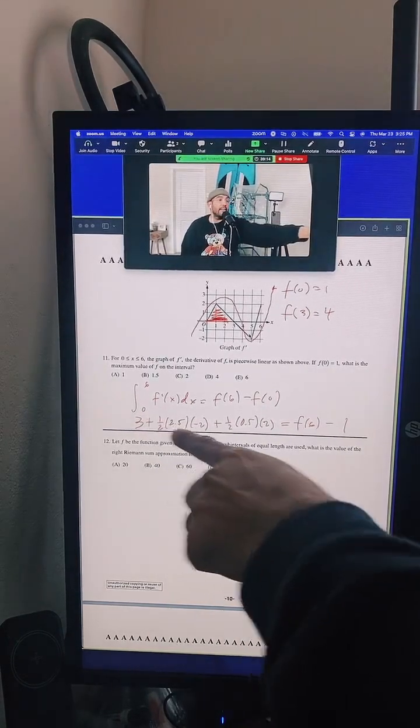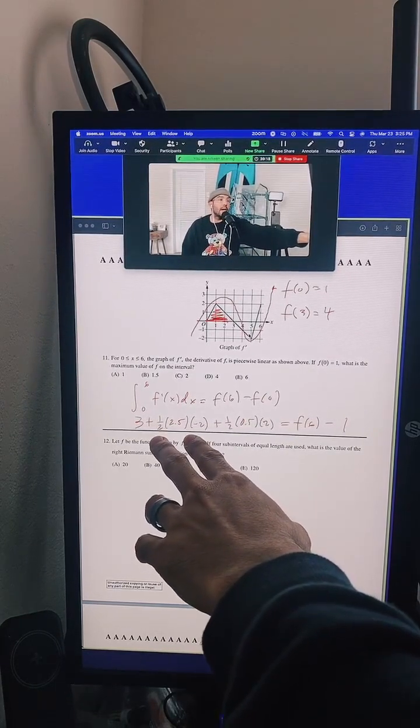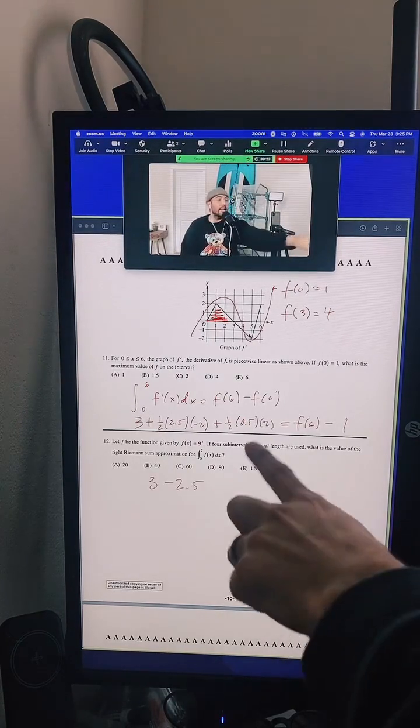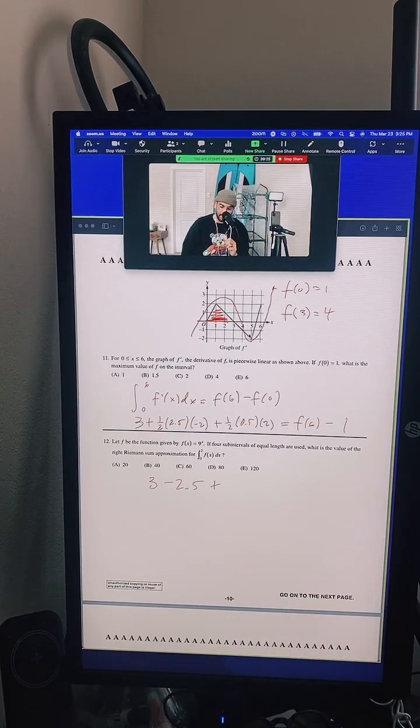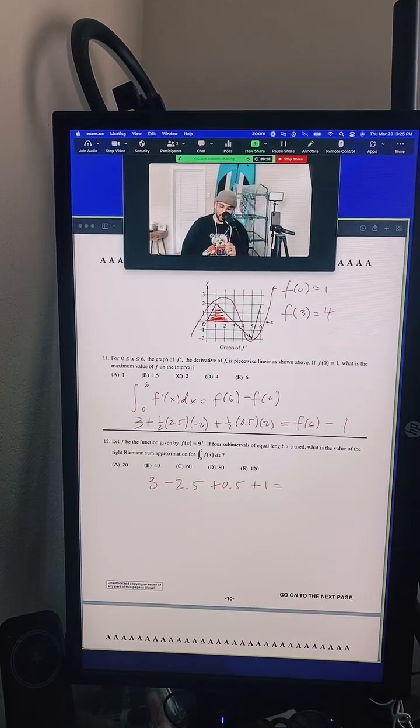So now we just got to kind of figure all these things out. That's 3. This one just becomes negative 2.5. So we have 3 minus 2.5. And then this one just becomes 0.5. And then we can bring the 1 to the other side and get plus 1 is equal to f of 6. Okay, so now what we have is 4 minus 2, minus 2, I'm sorry, is equal to f of 1, and this is 2 is equal to, whoop, I said f of 1, but it should be f of 6.